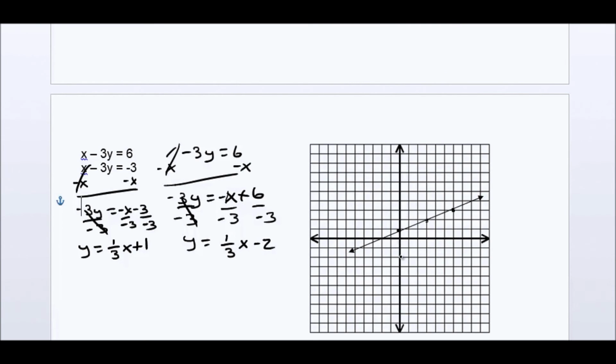Now our second one, negative 2. So start at the origin, go down 2. That's your first point. That's your y-intercept. Now your slope is 1 over 3. So up 1, 1, 2, 3 to the right. Up 1, 1, 2, 3 to the right. These lines will never intersect.